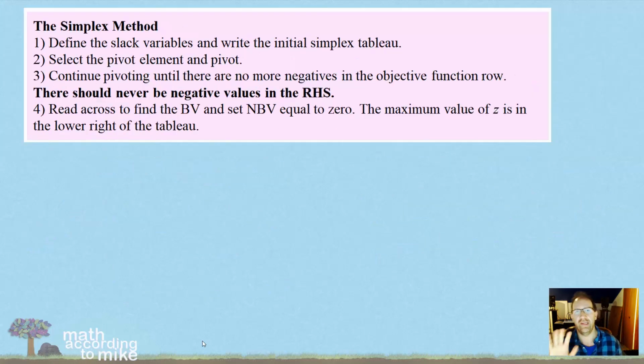Okay, so this is the simplex method. Define the slack variables and write the initial simplex tableau. Okay? Select the pivot element and pivot. Great. Continue pivoting until there are no more negatives in the objective function row. And there should never be negatives in the right-hand side. If you get negatives in the right-hand side, that means you're outside of the feasible region. You picked the wrong pivot element. Very, very bad. And then as we did earlier, read across to find the basic variables. And the non-basic variables are equal to 0. The value for z is in the lower right.